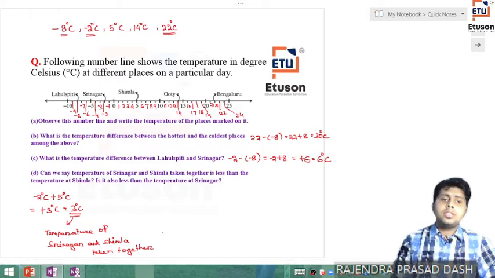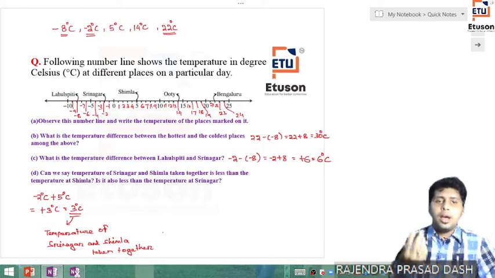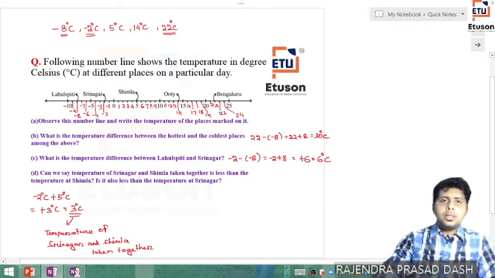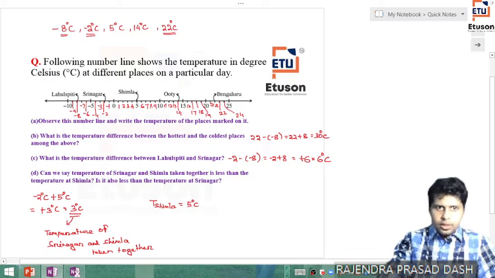So this is the temperature of Srinagar and Simla taken together, and it's been asked to compare it with the temperature of Simla. We have to check whether this temperature is less than the temperature of Simla individually. The temperature of Simla, I am representing as T Simla, is given as 5 degrees Celsius, and together Srinagar and Simla is 3 degrees Celsius. So 3 degrees Celsius is less than 5 degrees Celsius.